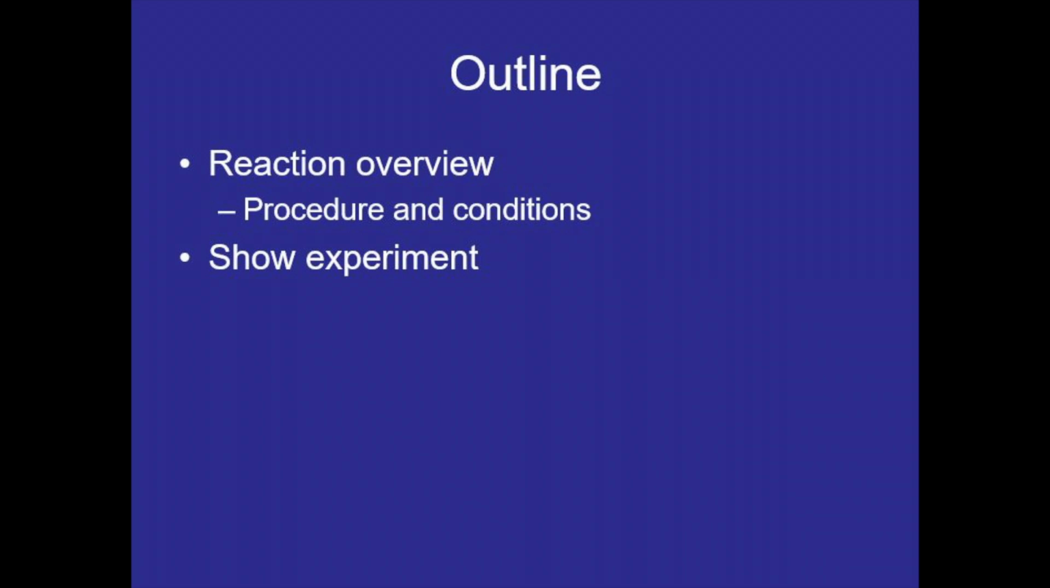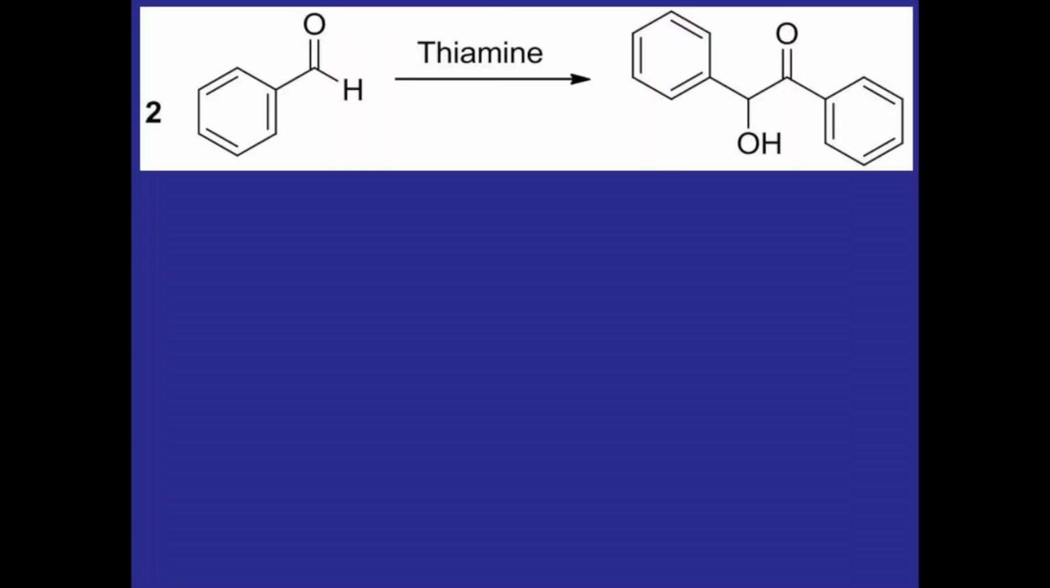And at the end, I'll take a look at the NMR just because there are some things on there that we haven't seen before, so I wanted to go over it really quick. Here's the reaction that we'll be doing. We'll be taking two benzaldehyde molecules and reacting them with each other to form the benzoin compound. And we'll be using thiamine as the catalyst as it will stabilize the intermediates throughout the reaction.